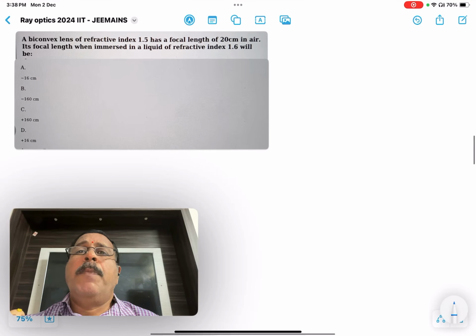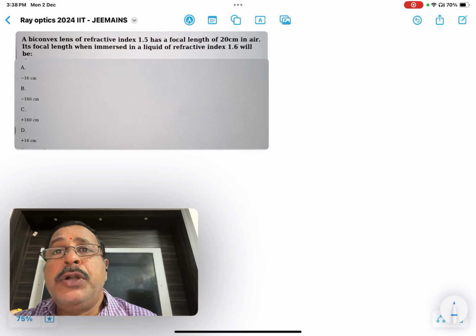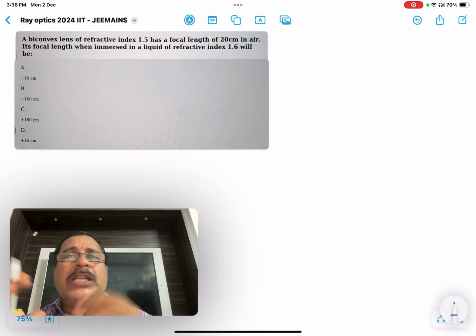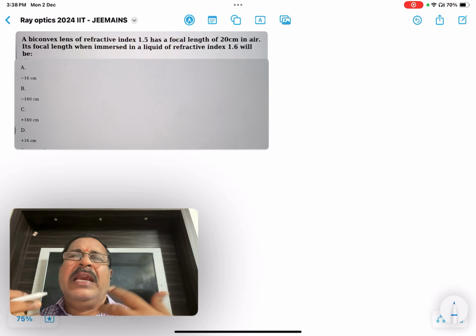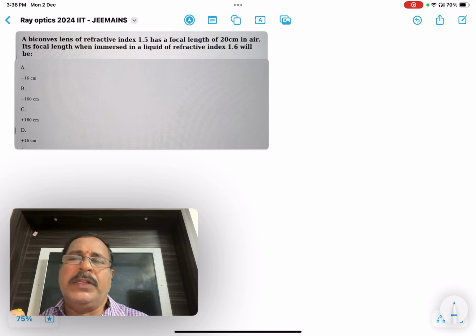A biconvex lens, this is a lens problem. Actually, geometric optics is divided into 4 parts. One is refraction, laws of refraction, Snell's law, critical angle, everything will be covered there. The second part is mirrors, the third part is lenses, and the fourth part is prisms. We can expect definitely one question from any part in each and every shift. In 2024, they conducted 10 shifts in phase 1 and 10 shifts in phase 2. This academic year it is almost the same.